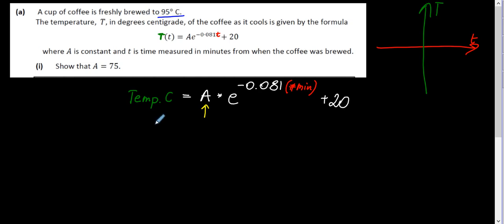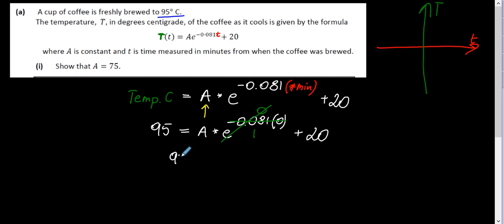So that means 95 will be at time 0. No time has happened yet. No minute has passed. We have put the water in, and that's it. That's that moment. Okay, so 0 in place of number of minutes. That means that the value of all of that power is 0. Any number taken to the power of 0 has a value of 1. 1 multiplied by A will be A.